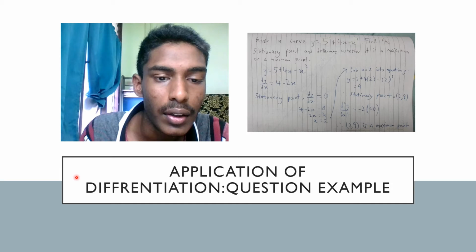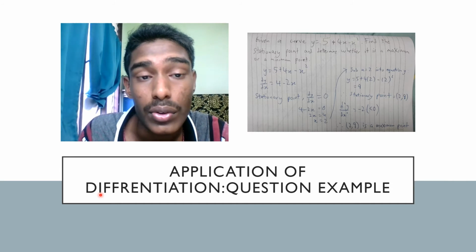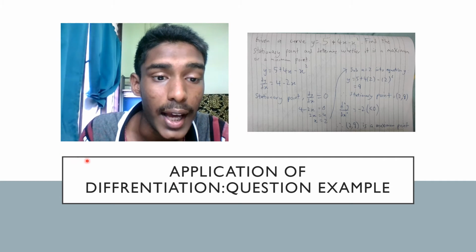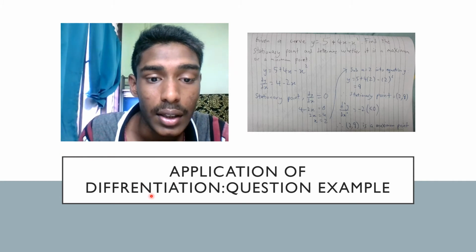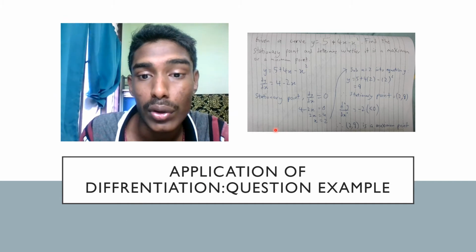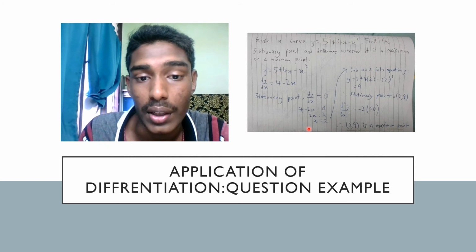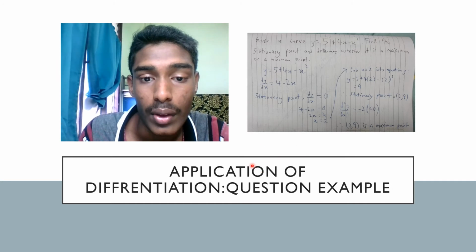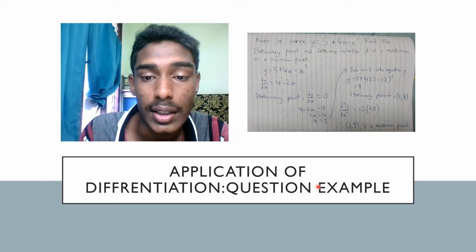At the stationary point, the gradient always equals 0. So dy/dx equals 0. You already get your dy/dx, which is 4 minus 2x equals 0. So 2x equals 4, x equals 2. So you already get the value of x. Substitute x equals 2 into the curve equation: y equals 5 plus 4 times 2 minus 2 squared, equals 9. Therefore, the stationary point coordinate is (2, 9).